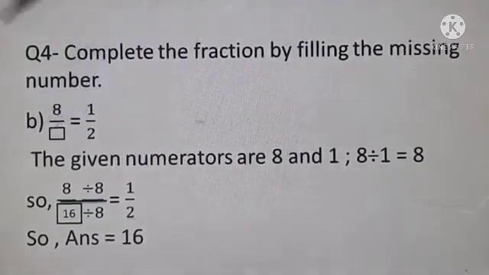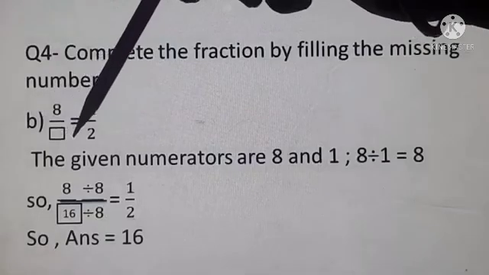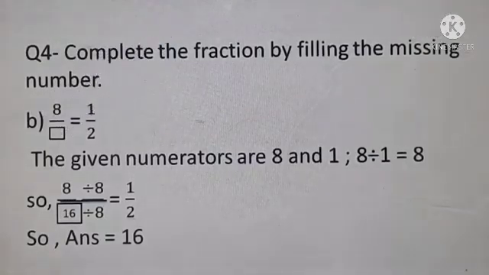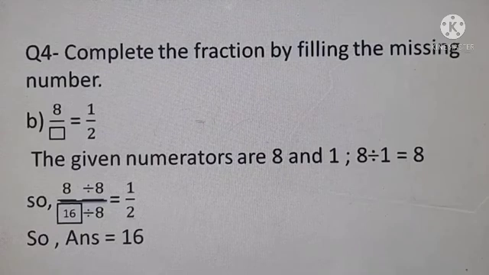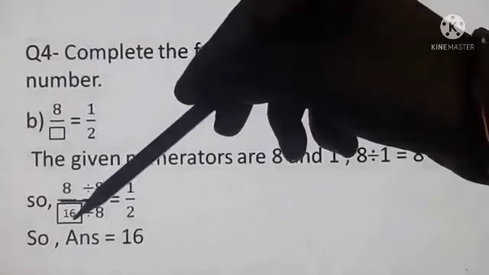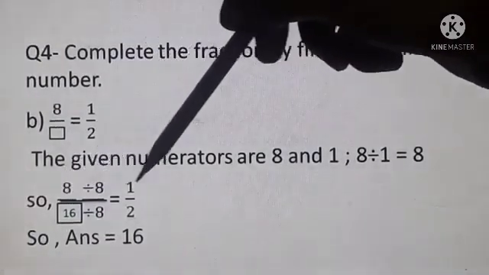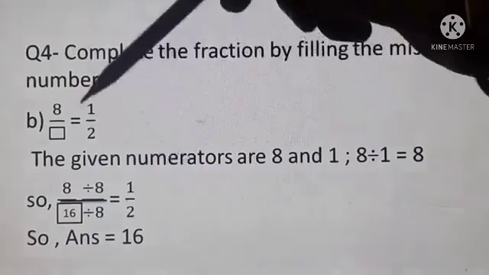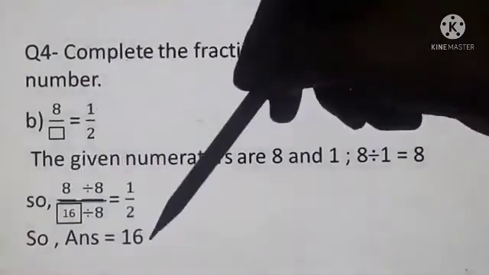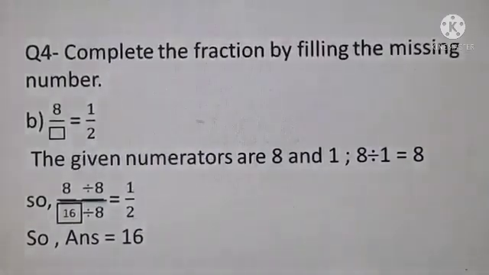What number should be here that we will divide it with 8 and we will get our answer 2? 16. 16 divided by 8 will give you the answer 2. So in this box we will write down 16. Check it again. 8 divided 8, 1. 16 divided 8, 2. Yes, correct. So our answer is 16. Right?